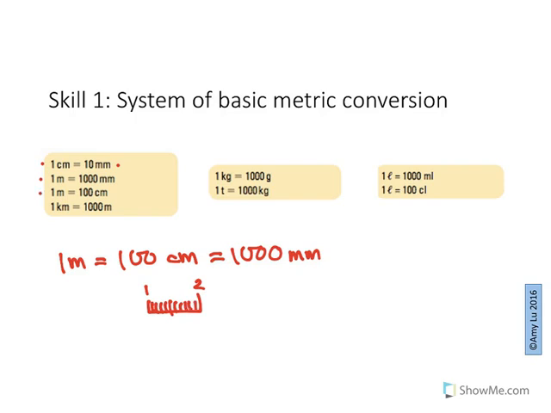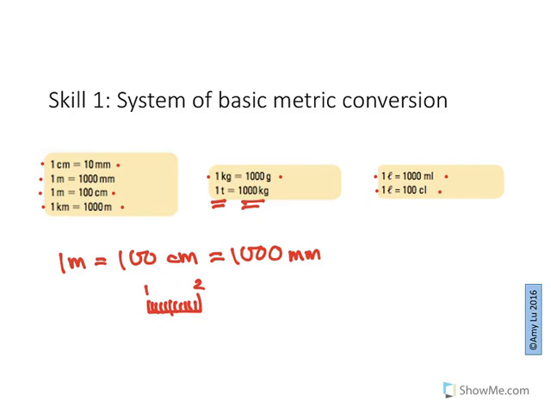There are 100 centimeters in 1 meter, and in 1 kilometer, there are 1,000 meters. Now here's something a little different. In a kilogram, there are 1,000 grams, but we have to know 1 ton. 1 ton is the same as 1,000 kilograms. Then 1 liter is 1,000 milliliters, and 1 liter is 100 centiliters.